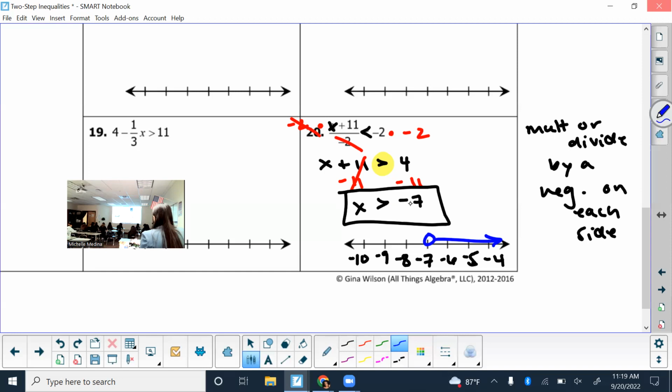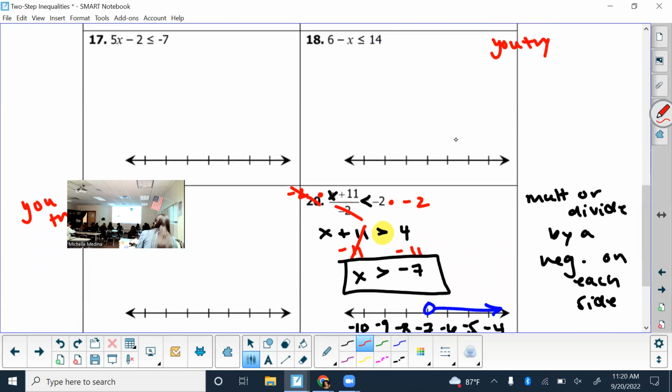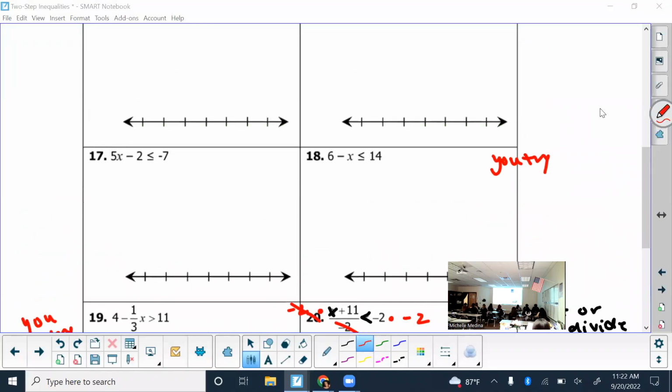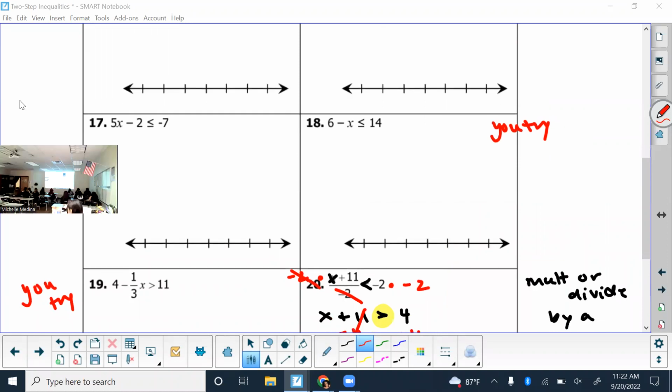All right, I'm going to give you a couple to try. So I'll have you try 19. I'll have you try 18. And just those two for right now. Normally I'd just project the answers for the U-Try, but let's actually do them together because they are meant to be more challenging.